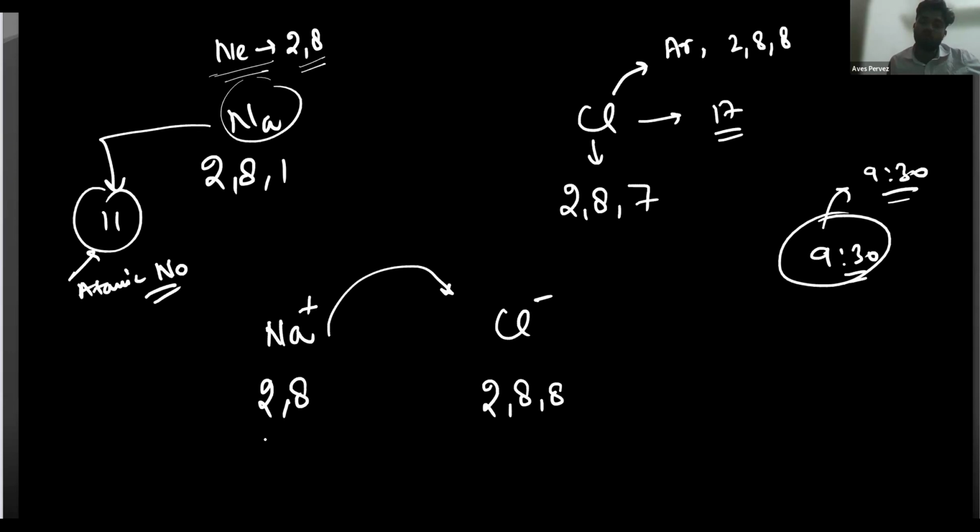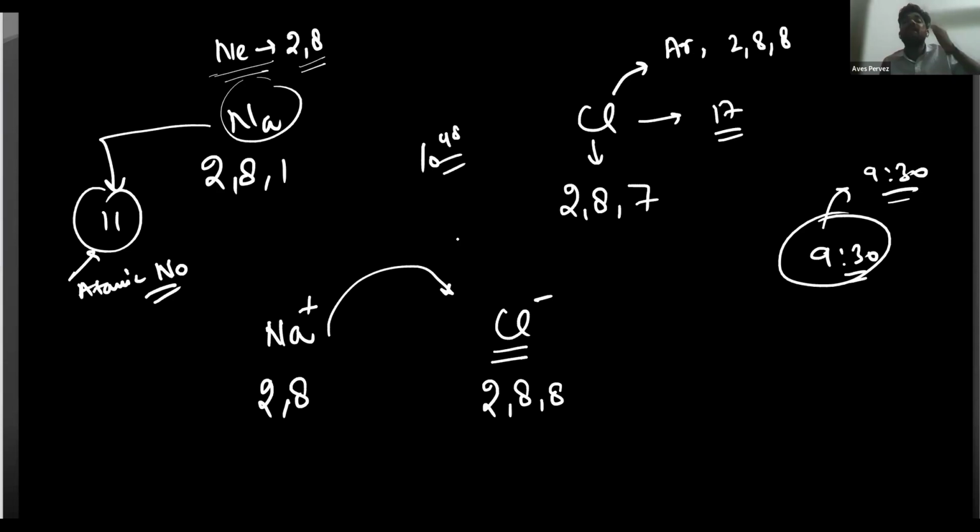Sodium loses 1 electron, chlorine gains 1. Now again, why are they forming? Why are they coming closer to each other? Because when sodium loses 1 electron, it acquires a +1 positive charge, and when chlorine gets 1 extra electron, it gets 1 negative charge. This is called the electrostatic force of attraction, and it is approximately 10 raised to the power 48 times more than the gravitational force.